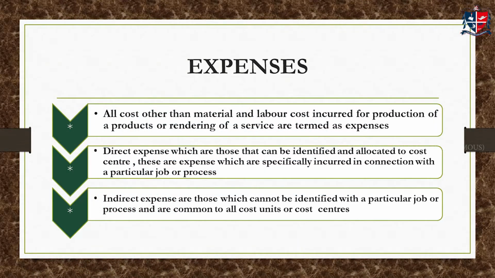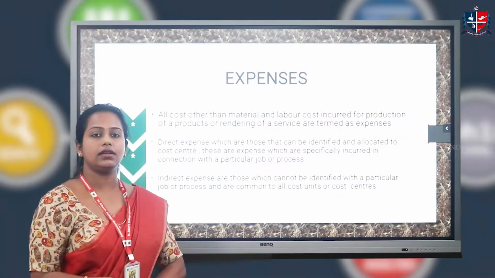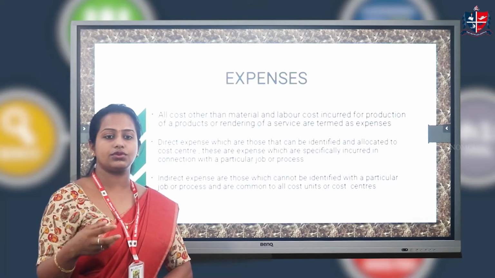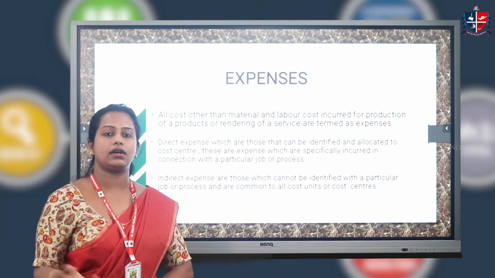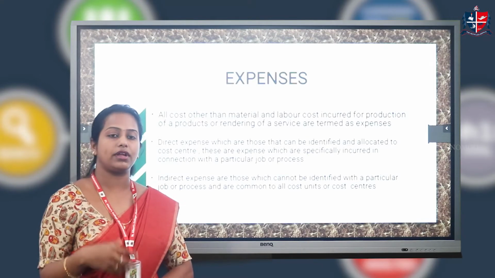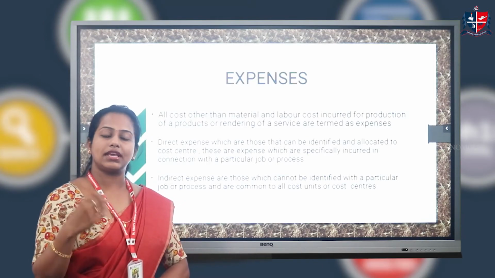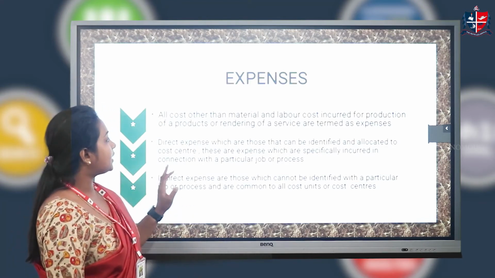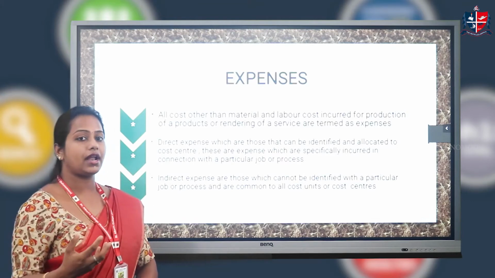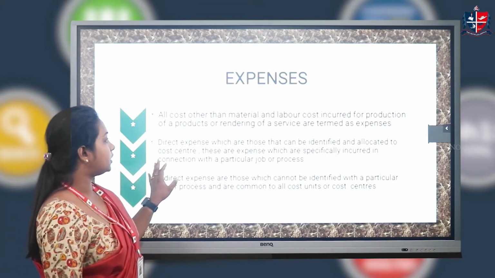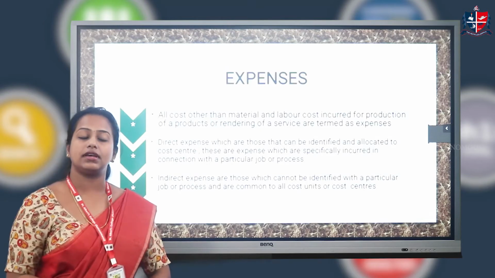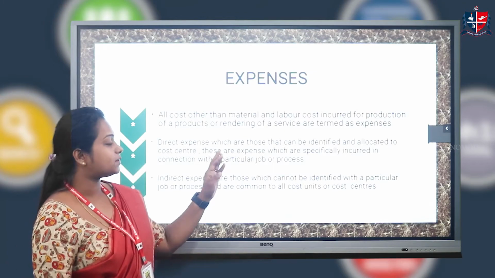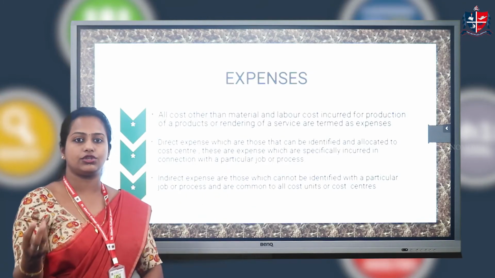Expenses are the costs which are incurred while producing or rendering a service. So expenses are those costs which occur while a particular product is being produced, or while we are rendering a service. Expenses are also divided into direct expenses and indirect expenses. Direct expenses are those which are identified and can be conveniently allocated to a particular cost center. These expenses are specifically responsible for that particular product, or are specifically incurred in connection with a particular job.